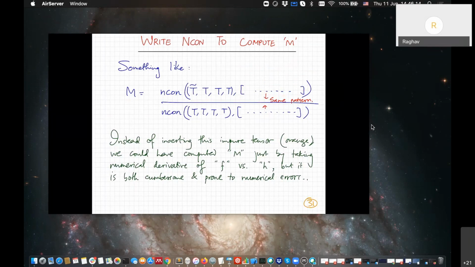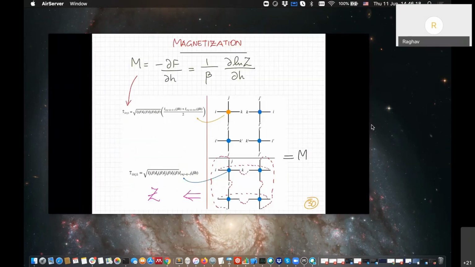Now, another thing is that we could have computed magnetization by taking a numerical derivative of f with respect to h. That is also possible. The reason we don't do this is that it is very prone to errors, and you have to do it for different values of h, right? If you want to calculate magnetization at some given value of h, you have to do it for different values of h and then take a numerical derivative. So it's more expensive and more prone to errors. So we use this method of inserting an impure tensor.